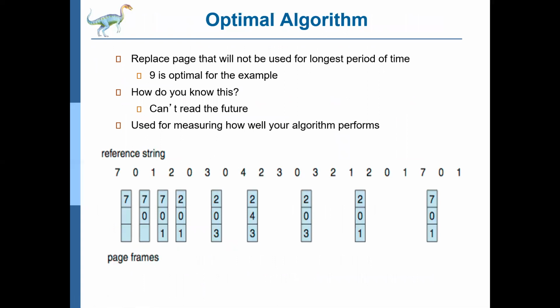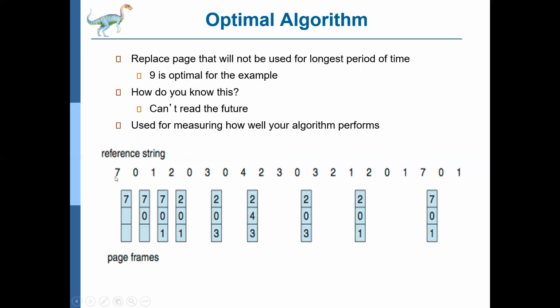We'll go for the next algorithm, known as the optimal algorithm. It will replace the page that will not be used for the longest period of time. We'll look into the future. The page that will not be used for the longest period of time will be replaced. So how do you know which will not be used for the longest period of time? Just look over here. We have taken the same string.